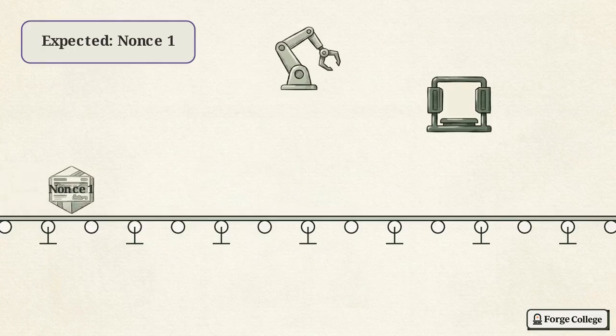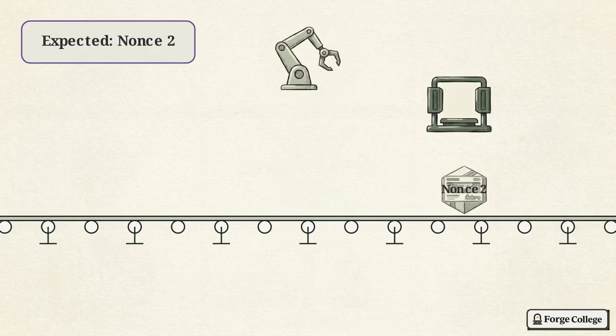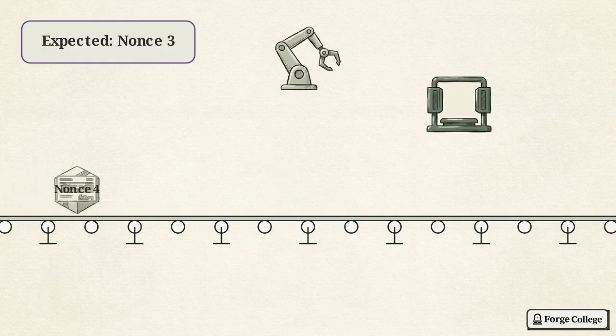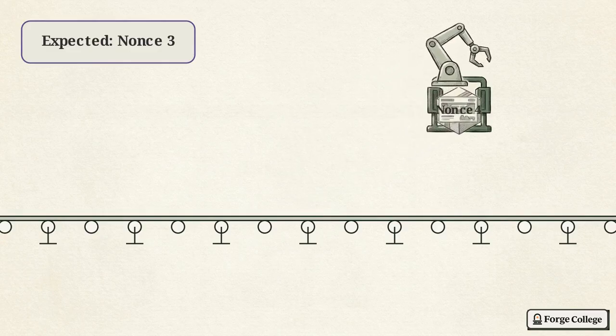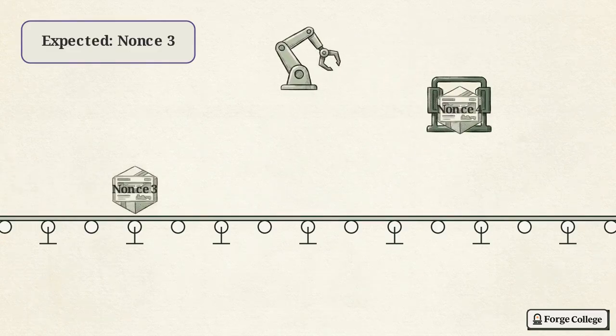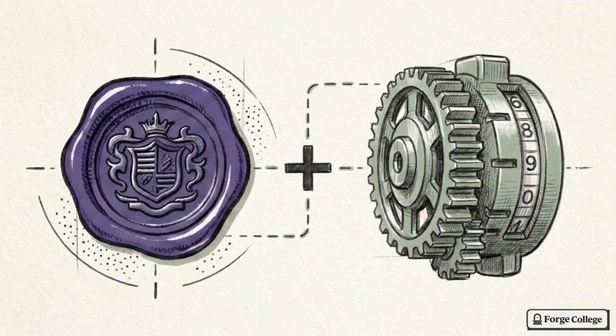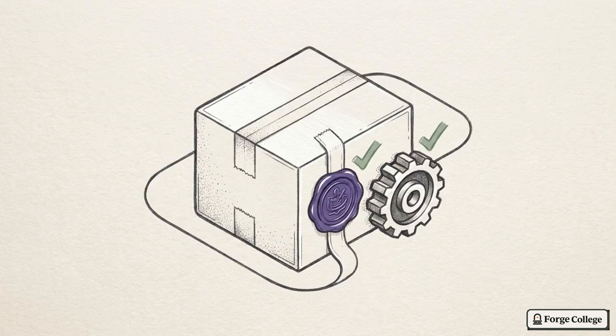Next is the nonce, a strict tracking counter. 1, 2, 3. It ensures every transaction has a unique place in line, preventing duplicate replays. If package 4 arrives before package 3, the network holds package 4 in a queue until the missing package arrives. By combining that mathematically derived signature with a strict tracking counter, the network guarantees that nobody can impersonate you, and nobody can process your transactions out of order.